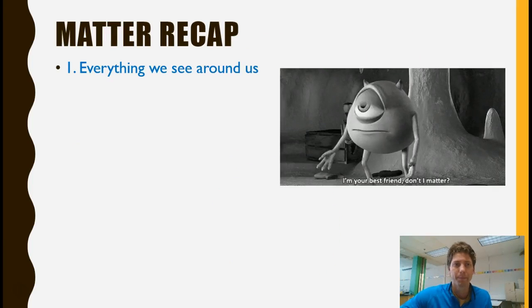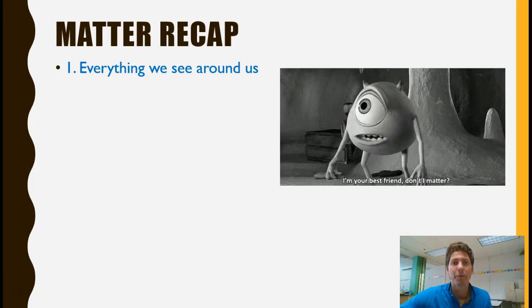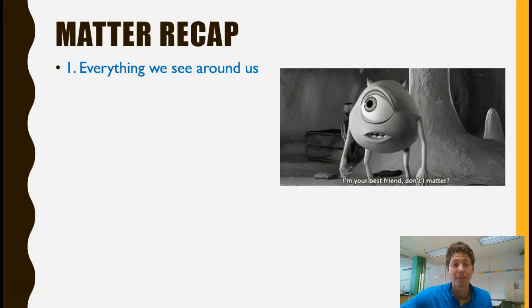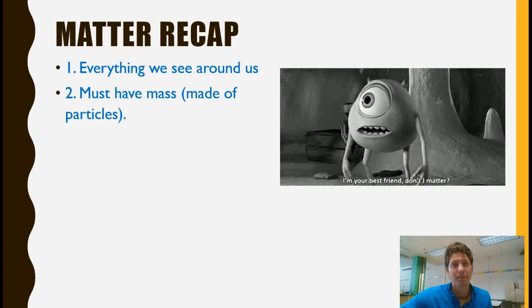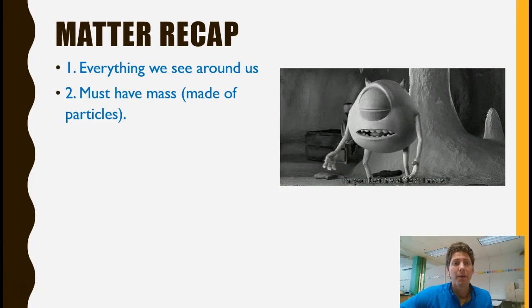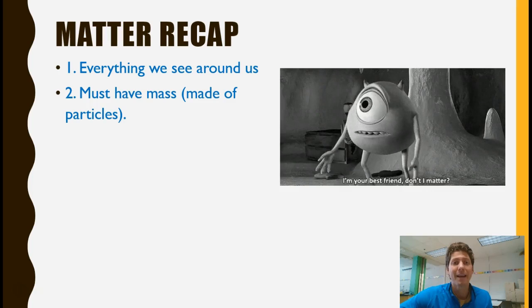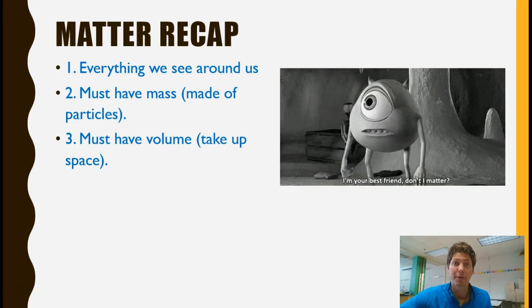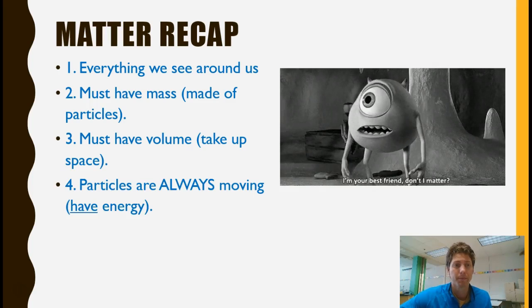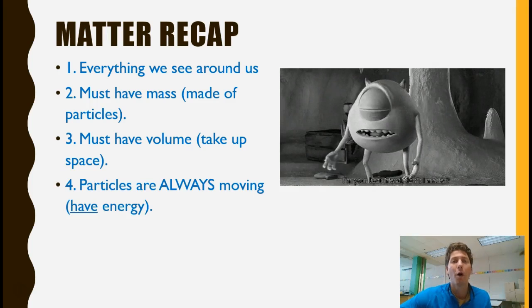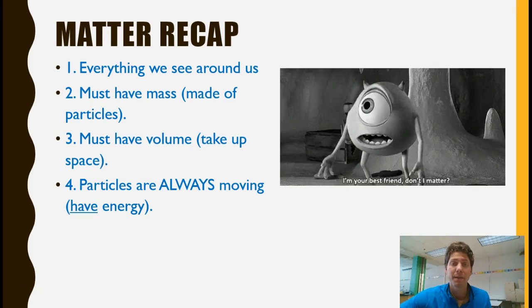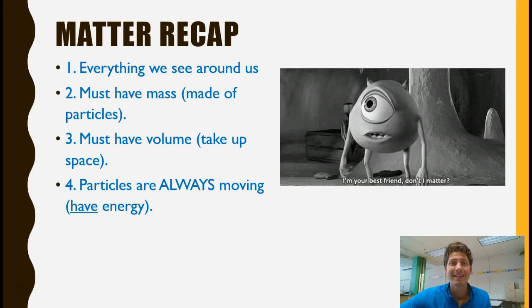So let's recap. Number one, matter is everything we see around us. And sometimes we can't see it, but it takes up space. Matter must have mass and be made of particles. It must have volume or take up space. And those particles are always moving. In other words, they always have energy, and this can determine what state they are in, whether it's a solid, liquid, or gas.